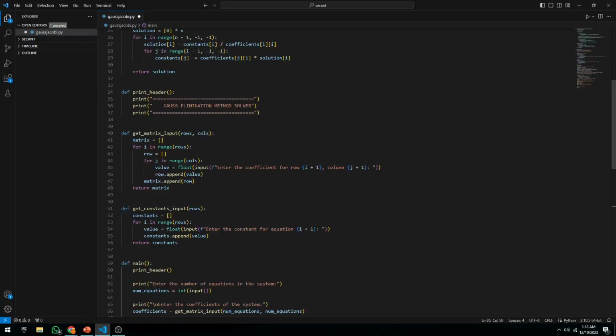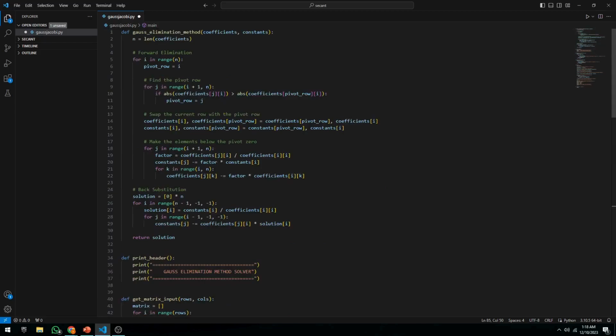So we start from the start. First, we will define a method called gauss_elimination_method and use two parameters called coefficients and constants, and then we will assign a variable n which will be equal to the length of coefficients, and then we'll apply a for loop for i in range n. This is for forward elimination, and then pivot row will be equal to i.